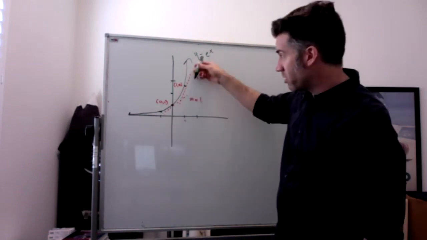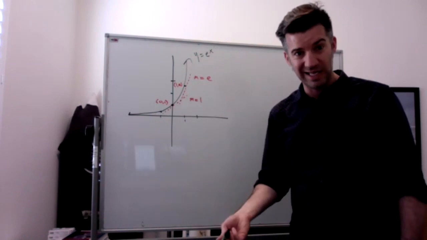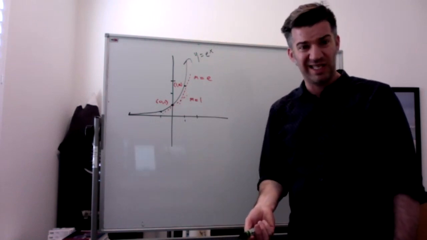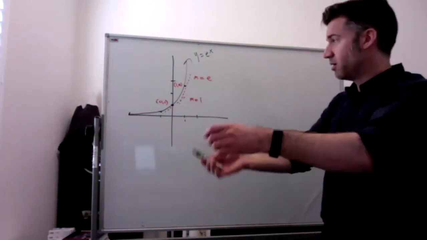And I know at the point (1, e), the slope of the tangent line is in fact e. I think that might be a better way to remember: oh yeah, the derivative of e to the x is itself, e to the x.